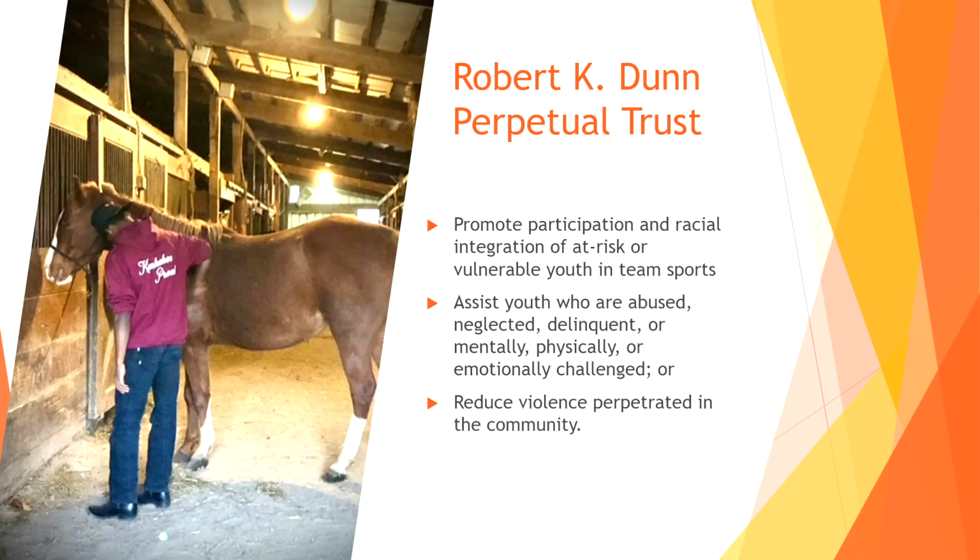Next, we have the Robert K. Dunn Charitable Trust Grant. The Robert Dunn trustees believe that it is necessary to invest its limited funds where they have the greatest impact on youth. Priority will be given to the projects and programs directed at youth that address the following. This includes promote participation and racial integration of at-risk youth or vulnerable youth in team sports, assisting youth who are abused or neglected or mentally, physically, or emotionally challenged, or reduce violence in the community.